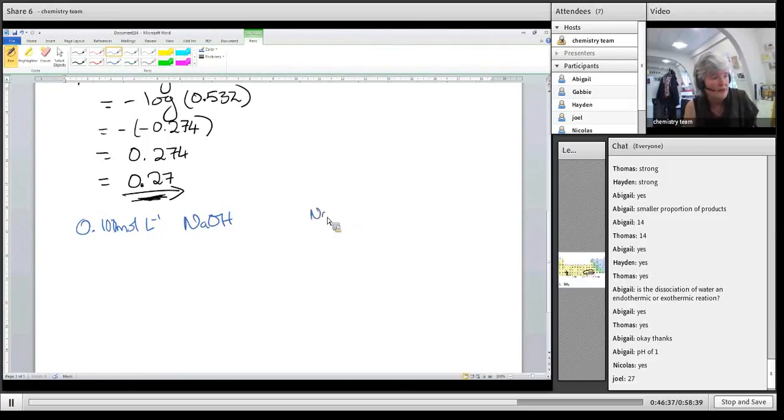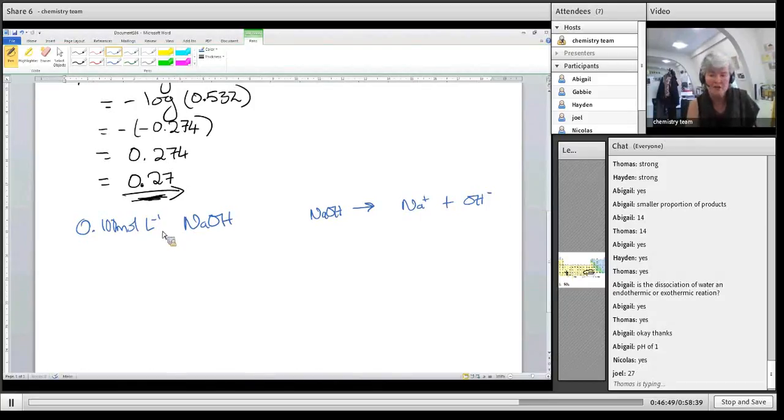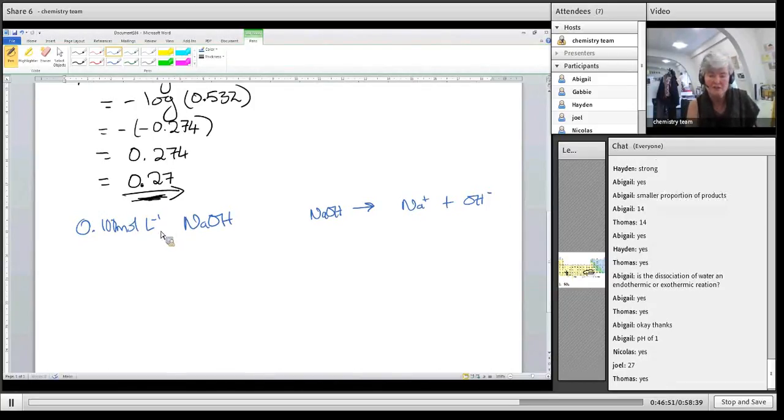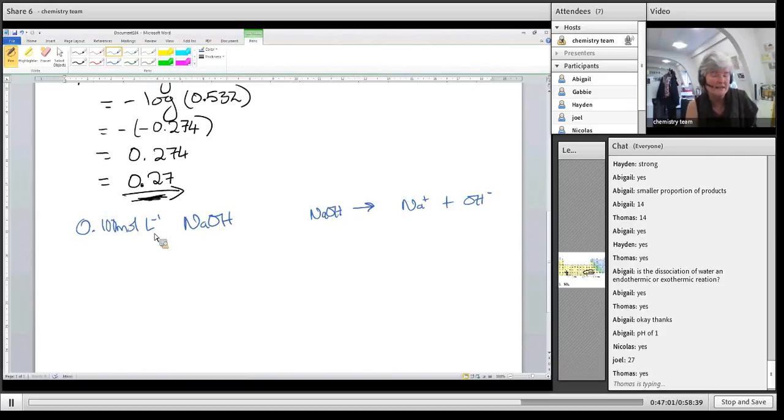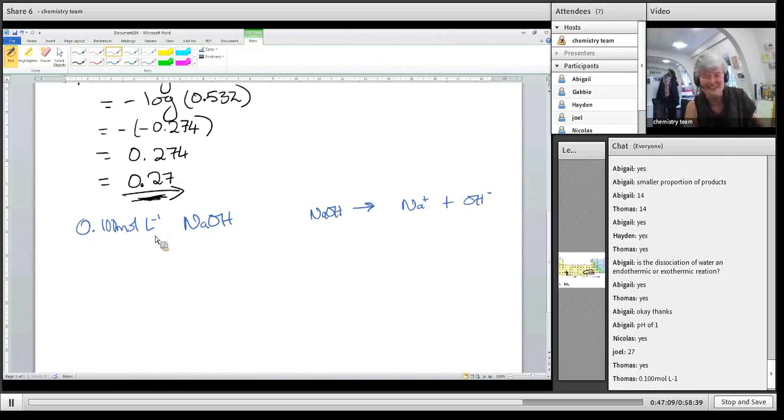So do I have any hydronium ions present there? Because remember, my sodium hydroxide will react with my water to form Na plus and OH minus. So do I know the hydronium ion concentration? Okay, Thomas, you say yes. What would it be? Because indirectly you're correct. You could work it out. I was just doing it on the surface level.